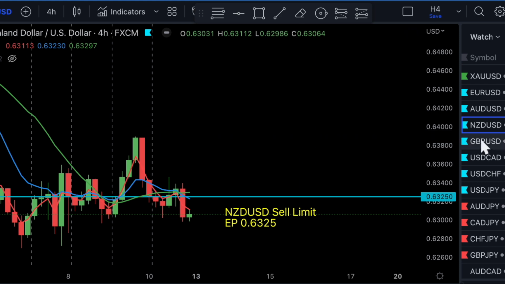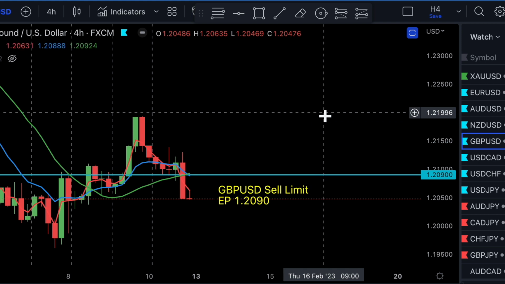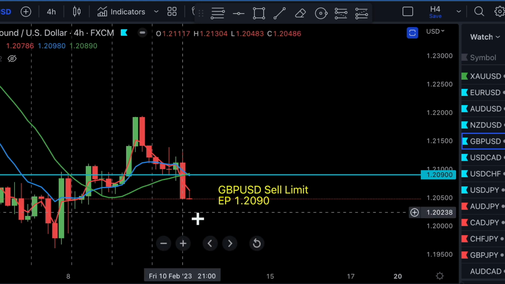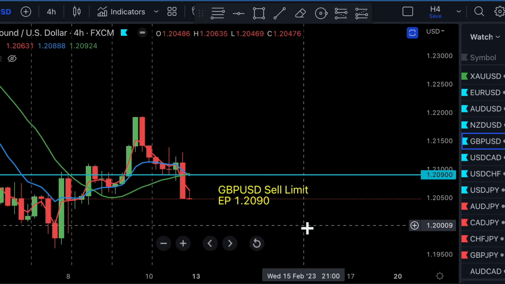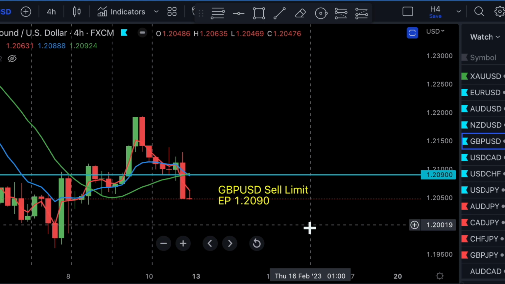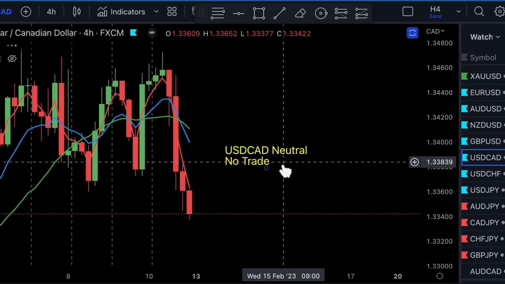The Pound US, also a sell limit, and it needs to come back, pull back, make a correction, a retracement to 1.2090. Entry price for a sell limit on the Pound US, 1.2090. And nothing on the USD CAD.